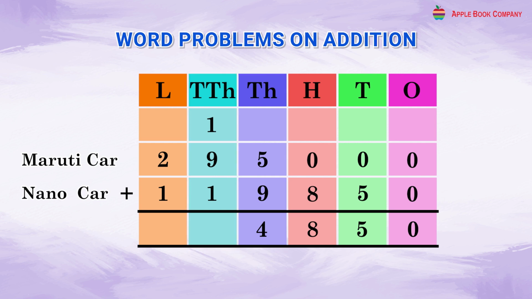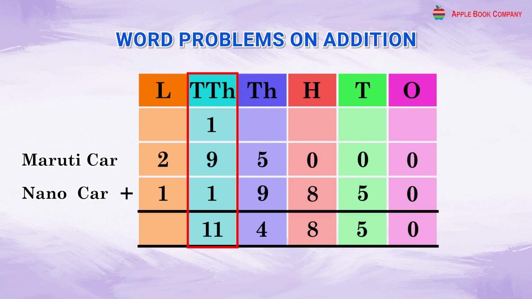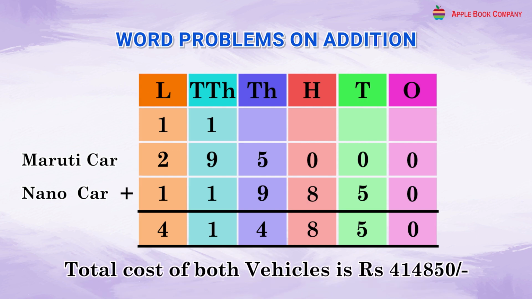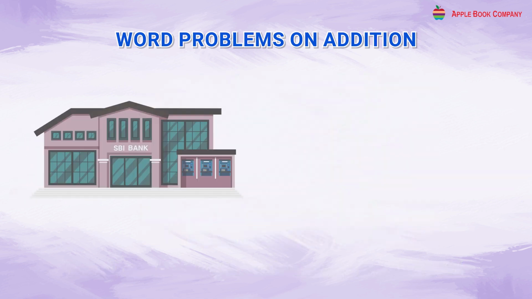1 plus 9 plus 1 is 11. Carry 1 to the lakh place. 1 plus 2 plus 1 is 4. The total cost of both vehicles is 4,14,850. Let's see the next problem.